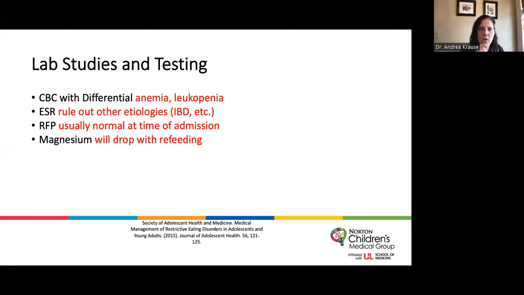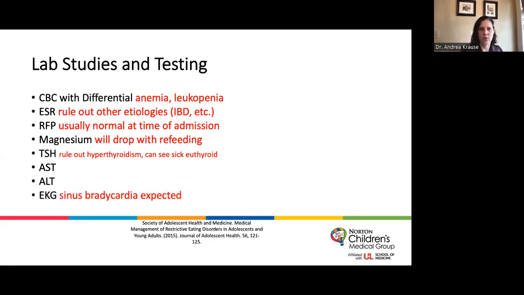Magnesium can be low, but it's going to drop with refeeding, as will phosphorus. And then the TSH to rule out hyperthyroidism as a cause, but in eating disorder patients that are malnourished, you can see a sick euthyroid picture with a generous TSH. AST and ALT can be elevated in a state of malnutrition just because of apoptosis of the liver cells themselves. So it's liver cell turnover, a kind of destruction due to starvation.